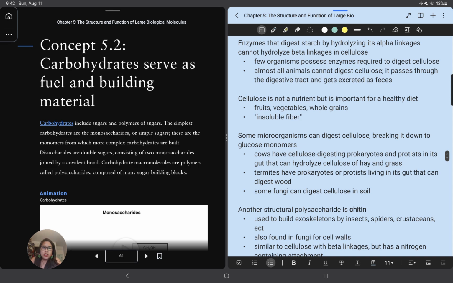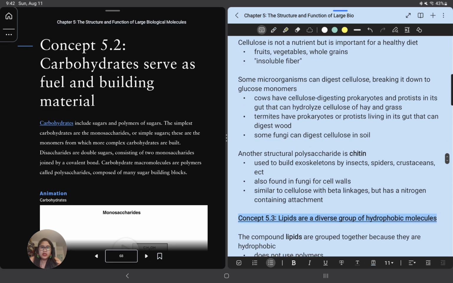Enzymes that digest starch by hydrolyzing its alpha linkages cannot hydrolyze beta linkages in cellulose. Few organisms possess the enzymes required to digest cellulose. Almost all animals cannot digest cellulose. It passes through the digestive tract and gets excreted as feces. Cellulose is not a nutrient, but is important for a healthy diet. It is found in fruits, vegetables, and whole grains, and is noted as insoluble fiber on nutritional labels.